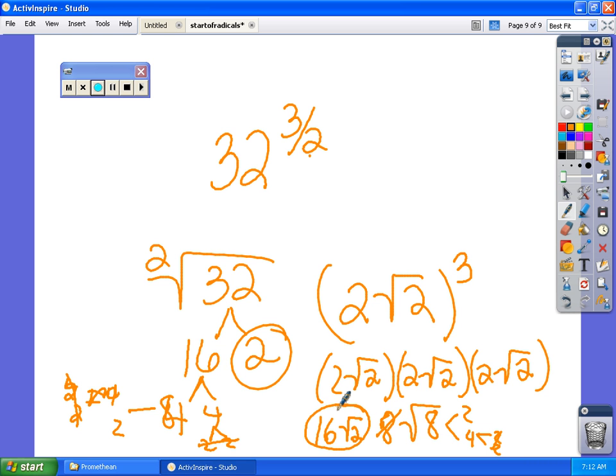I hope this helped you as an intro to finding the square root of numbers and writing the square roots using fraction exponents.